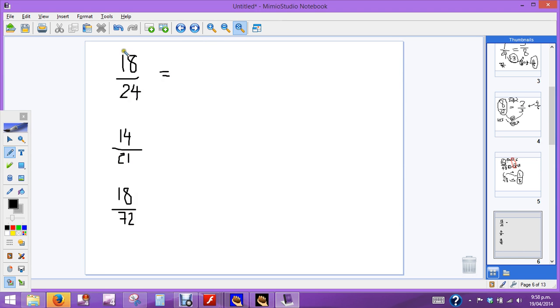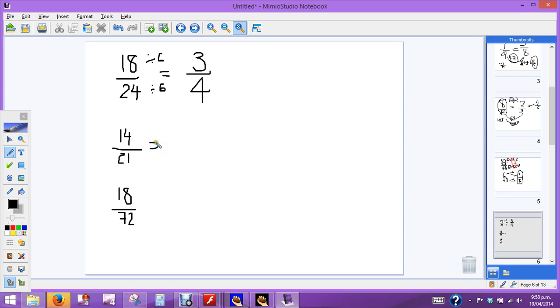The highest common factor of both 18 and 24 would be 6. So I have to divide both top and bottom by 6 over 6. So that goes, 6 goes into 18 3 times, and 6 goes into 24 4 times.